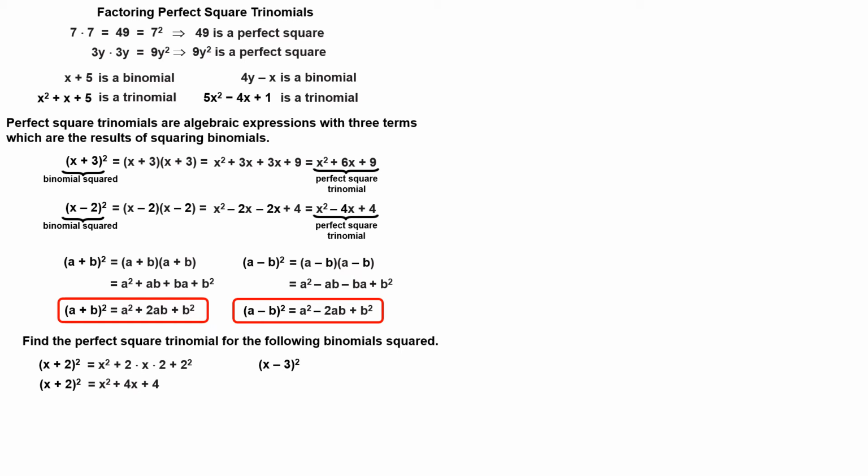Step 1. Square the first term. Step 2. Subtract twice the product of the first and last terms. Step 3. Add on the square of the last term. Step 1. Square the first term. Step 2. Add twice the product of the first and last term. Step 3. Add on the square of the last term.